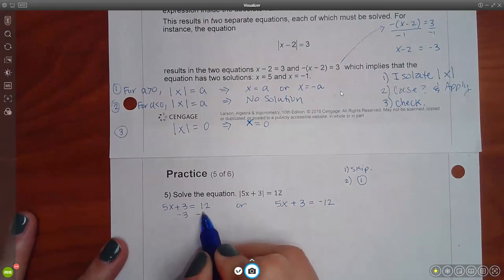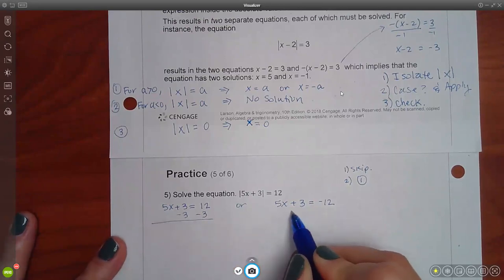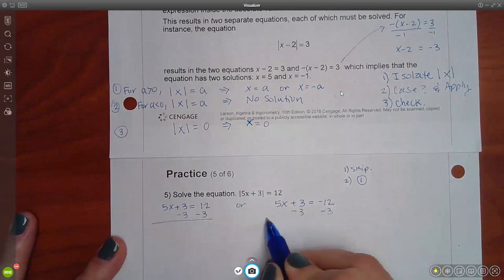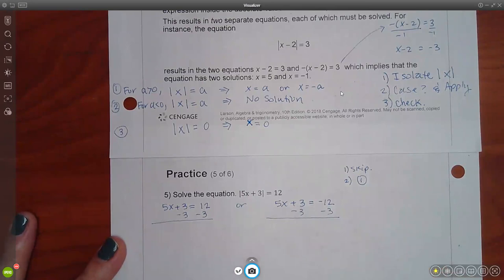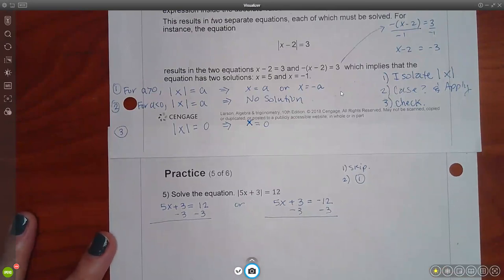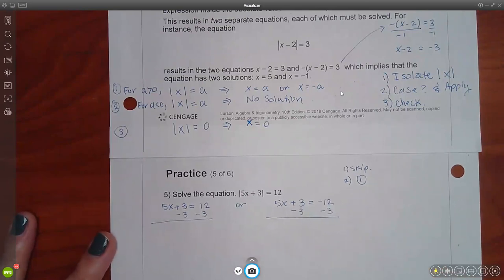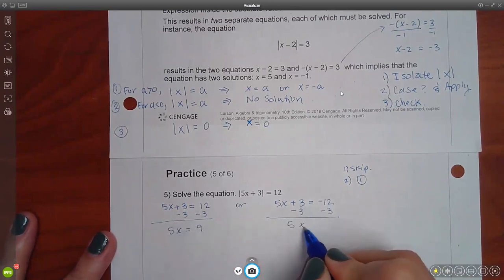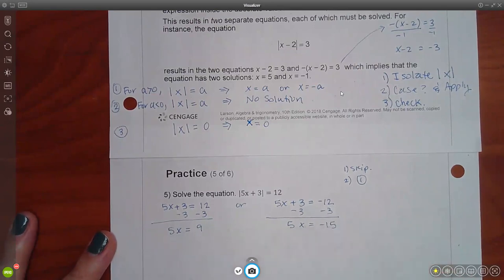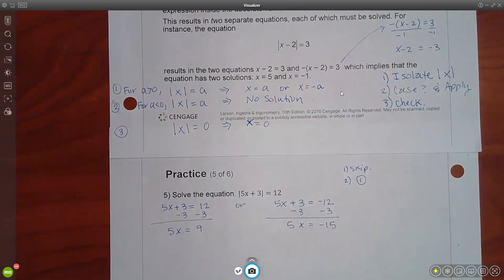Yes, so I'm gonna minus 3 for both equations. Since the expression part is exactly the same, what I'm doing will be exactly the same for both equations, but the numbers will turn out different because this one's positive and that one's negative, right? So over here, I'll get 9, but over here, I will get negative 15. So I did the same thing, I minus 3 on both equations, but I get different values. At positive 12 and negative 12.